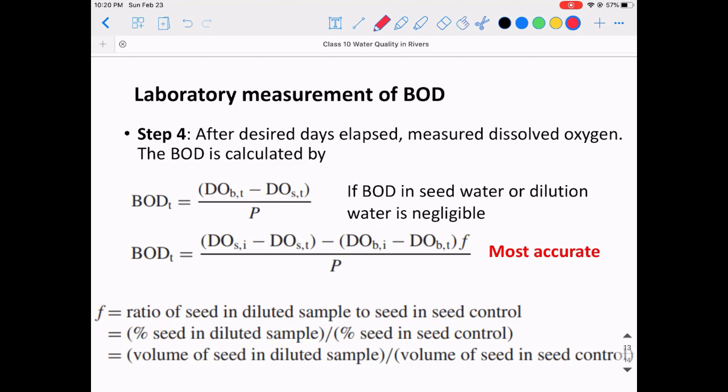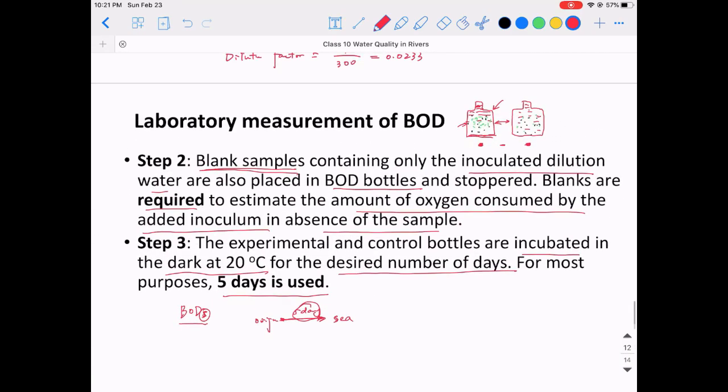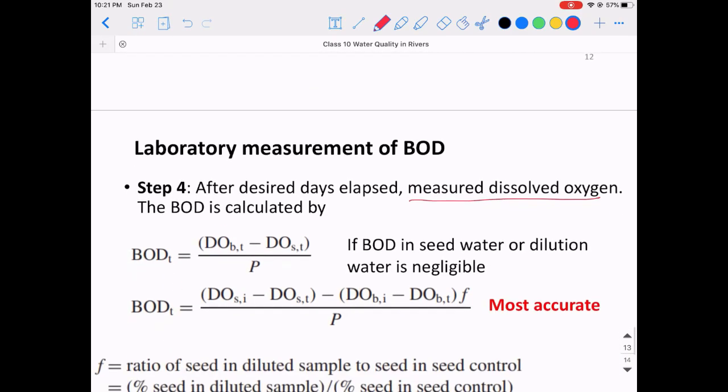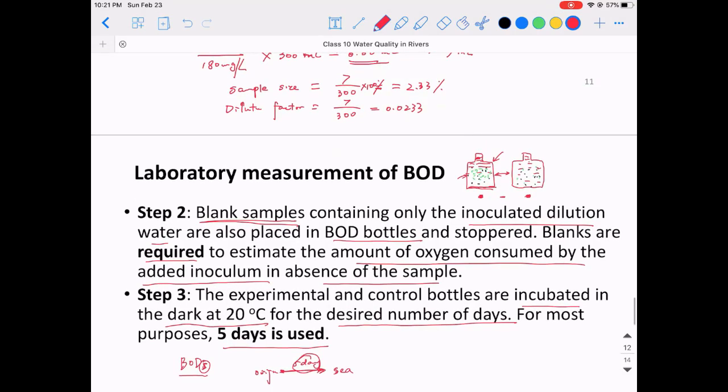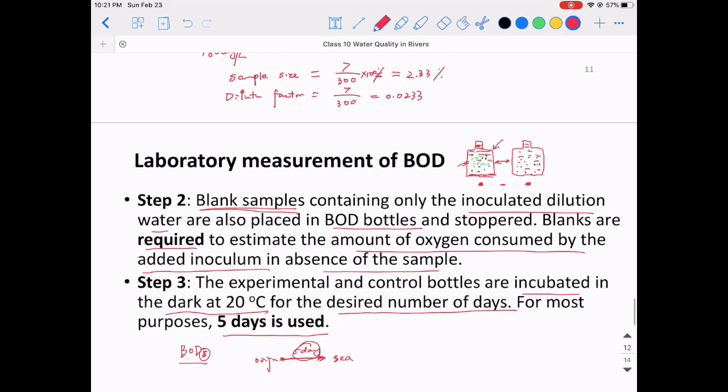So the final step is to collect all of these data. After the desired days have elapsed, we first measure the dissolved oxygen, and then we can calculate the BOD based on the dissolved oxygen for the experimental group and the control group. We can use a simple way to calculate the BOD: directly the dissolved oxygen in the blank group minus the dissolved oxygen in the sample group. So if we think back on these two bottles, after 5 days, for example, which one is going to have more dissolved oxygen?